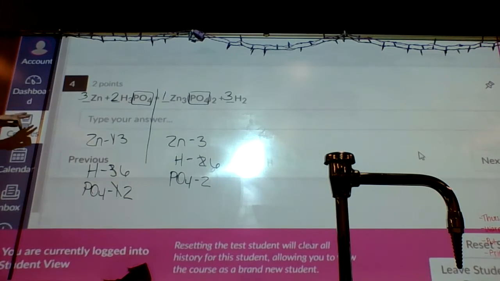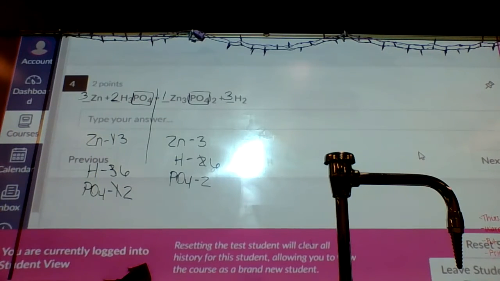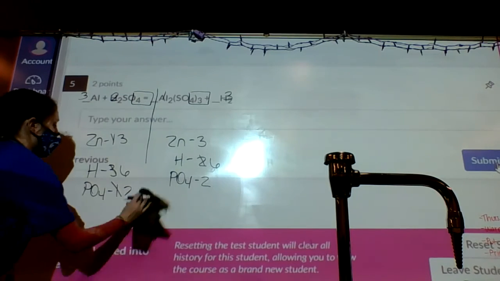You can get those coefficients if you split up your P and O. But if you don't have to split it up, then why not treat it as a unit? In my opinion, it's easier. And I just wanted to show you that trick. So let's look at number 5.